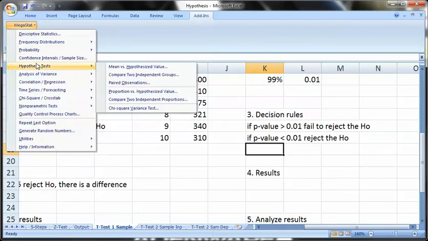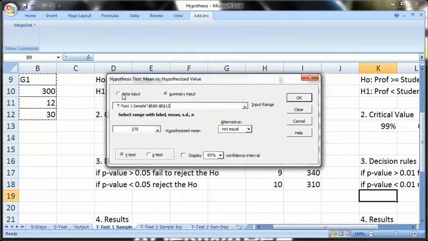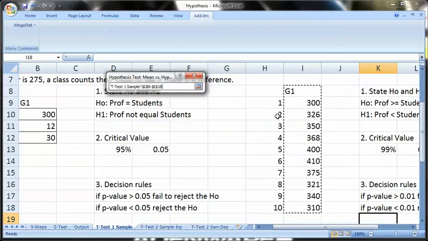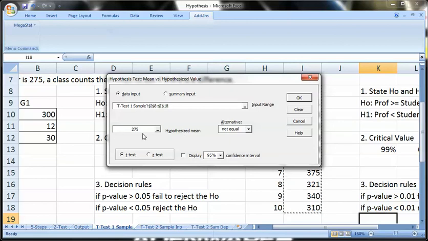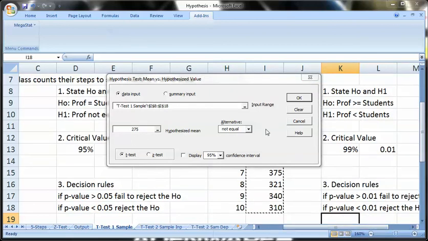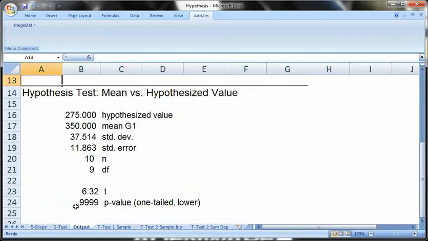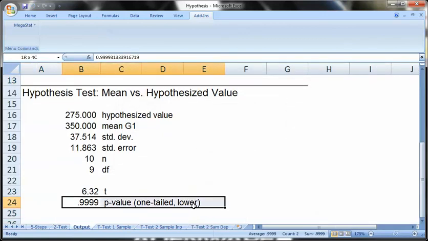So Megastat, hypothesis test, mean versus hypothesized value. This time we're going to be putting in the data input. And you don't need to highlight the number, but it is nice to highlight the label. 275 is the same, and in this case, we want less than. Okay. T-test looks good. And we push OK. All right, our p-value is 0.99999.